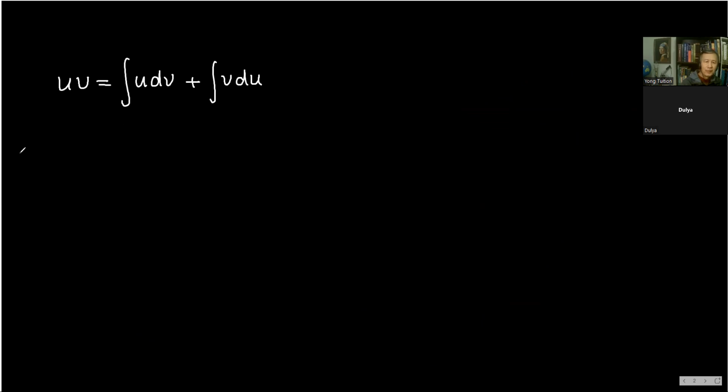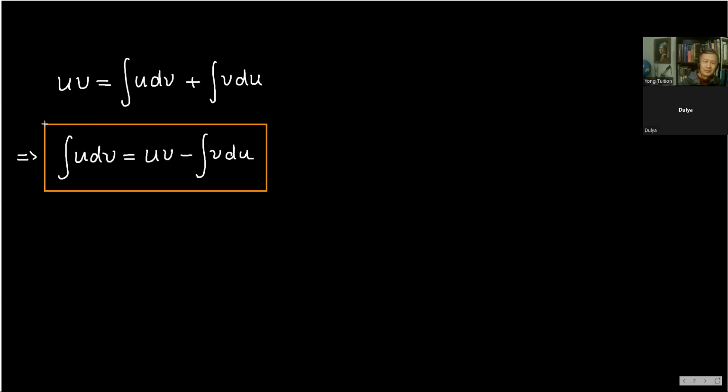You see, this just comes from the product rule. So therefore, what we can do is rewrite this equation. For example, the integral of u dv we can simply rewrite as uv minus the integral of v du. Can you follow me? Yeah. So this is an essential formula for integration by parts. Okay, now, how do we use that?